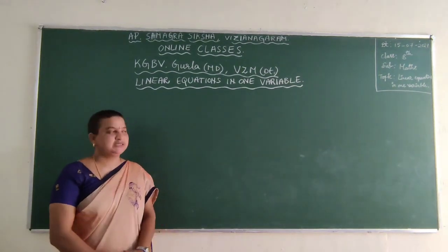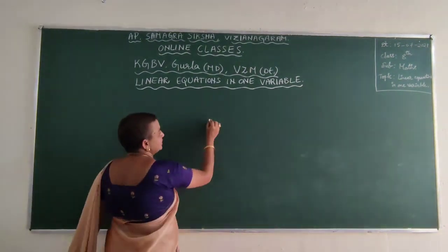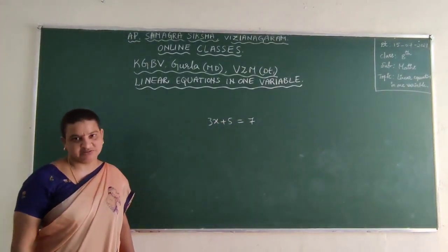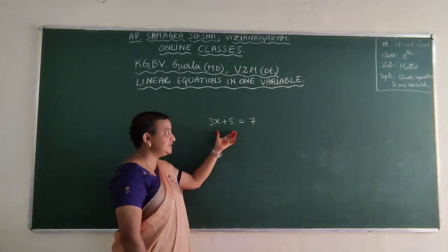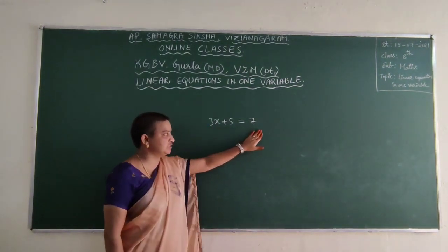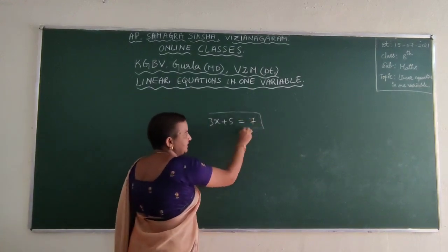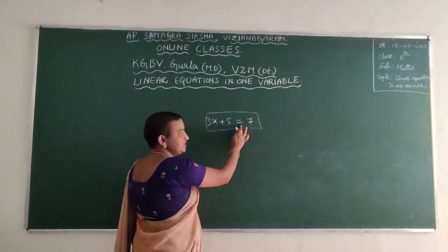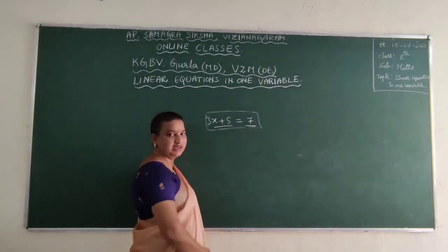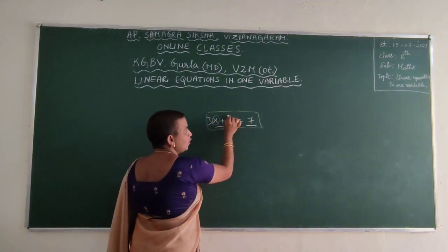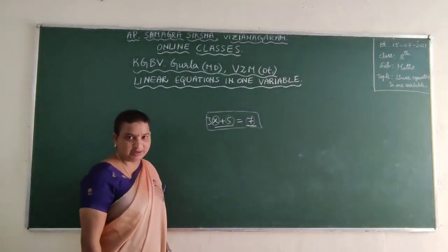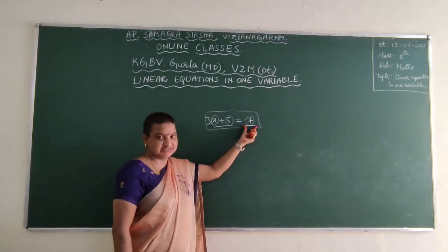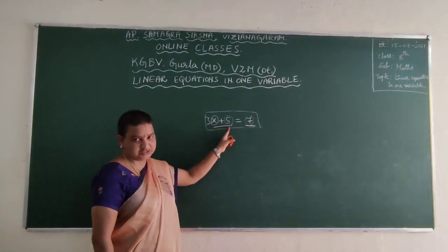But let us just revise. Suppose I have written the equation 3x plus 5 is equal to 7. This is an equation. A linear equation is equality of algebraic expressions involving variables and constants.